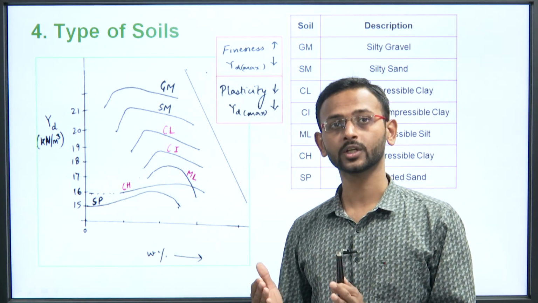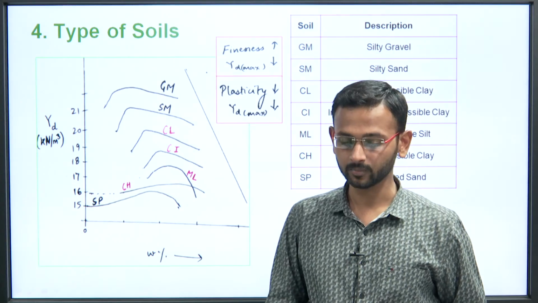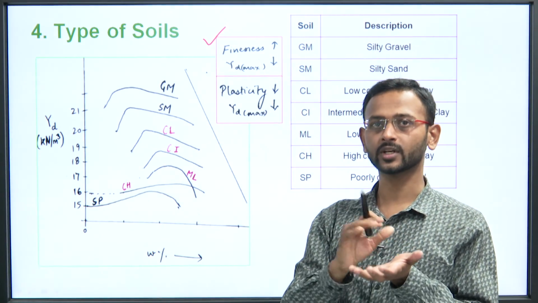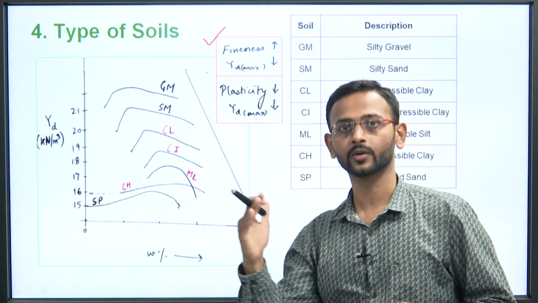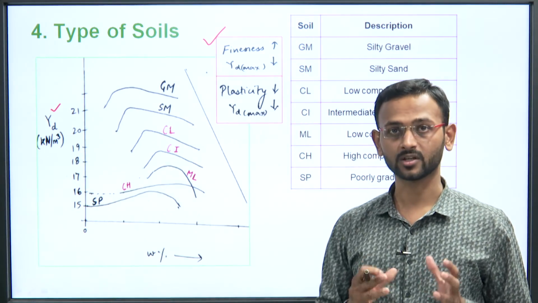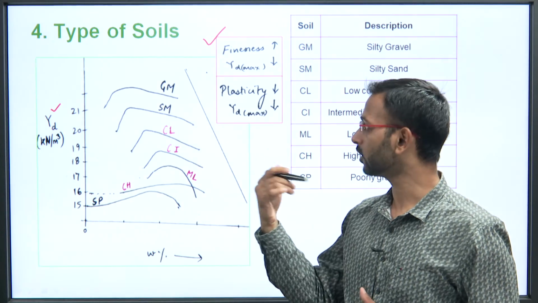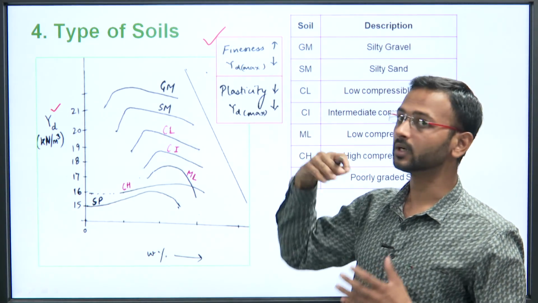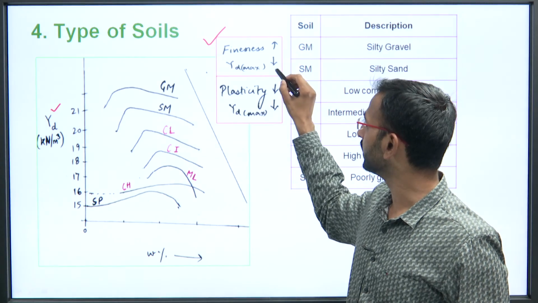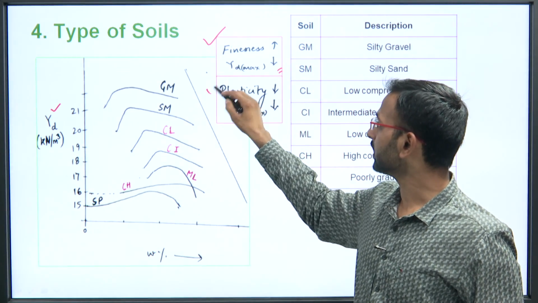Now, according to these, there are some observations that we will be seeing. Understand one more thing: if there is some amount of fineness, the gamma D maximum will try to increase, the maximum dry density will be somewhat more. But when the fineness increases to a very much larger extent, the gamma D maximum tries to decrease.